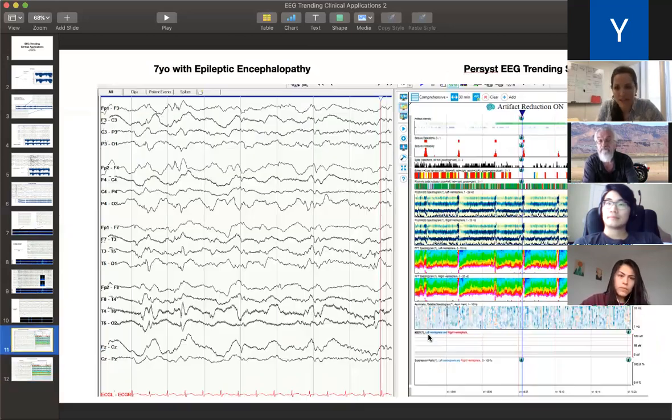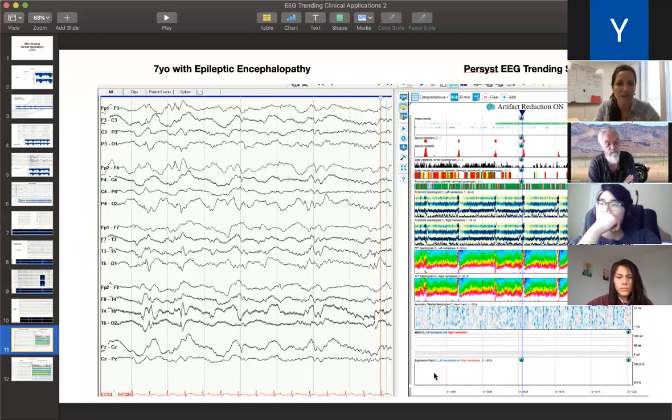And I'll just go back to this one. Another trend that we look at is the suppression ratio. So this looks at the percentage of time in an EEG epoch where the amplitude is less than 5 microvolts, and that can be helpful for trending burst suppression or monitoring for early signs of ischemia.